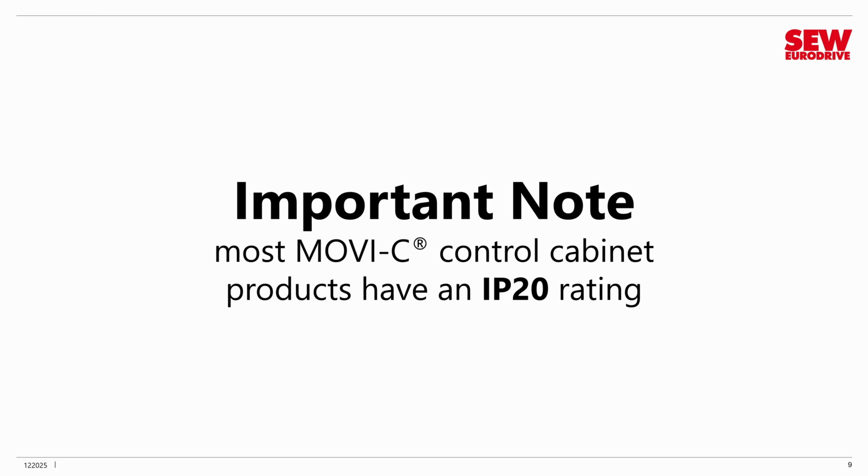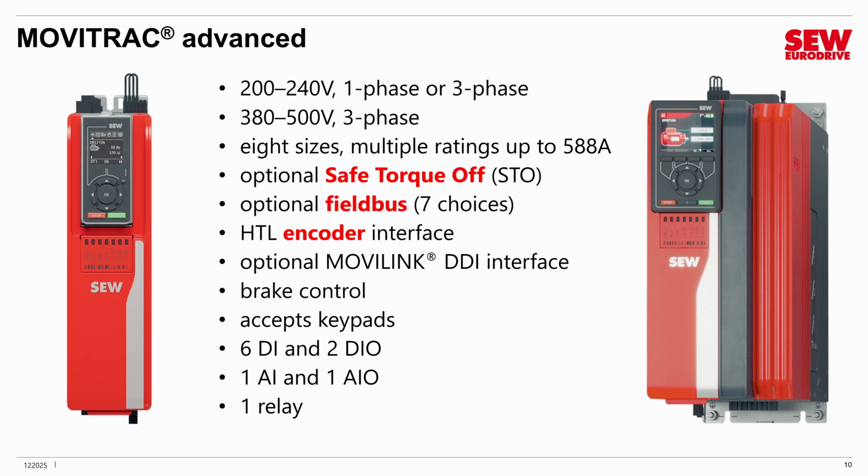All right, let's take a look at some of those 6 branches of the control cabinet side of things. We're going to start not with the lowest end VFDs because, as I said, we're not really covering them in this class, but we will talk briefly about MOVITRAC Advanced. You can look at the specifications and pause if you have to, and I also call your attention to some of the red terms here. MOVITRAC Advanced is available in 2 voltage ranges, 200 to 240, and it's available in single or 3-phase in that voltage. It's also available in the higher voltage 380 to 500 3-phase only. It comes in multiple sizes and ratings up to 588 amps.